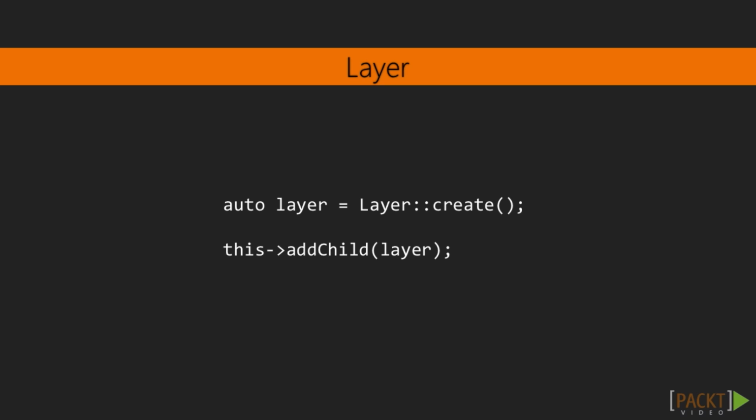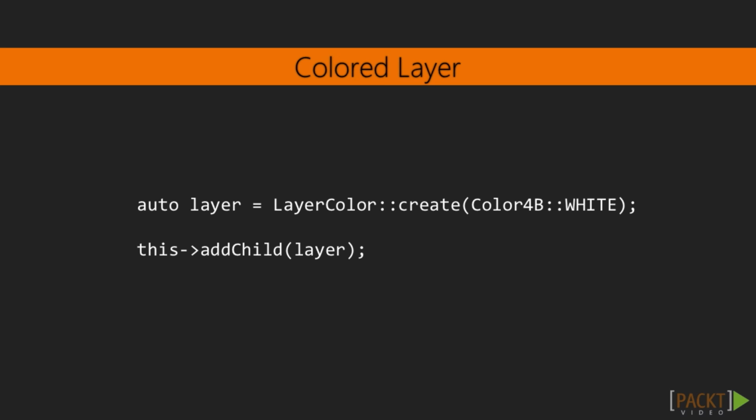Let's see how to use a layer. The code shown here will create a layer and add it to a scene. That's pretty easy. Now, if you want a color layer, you can do it too.